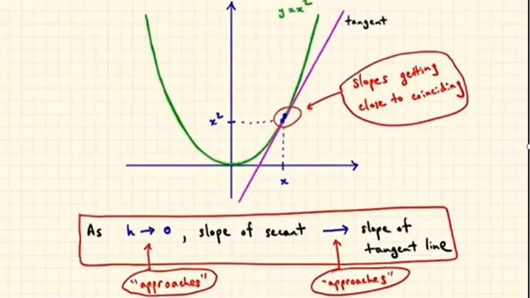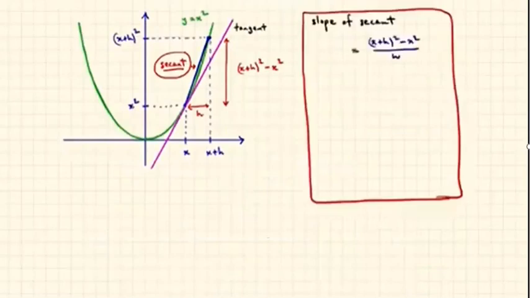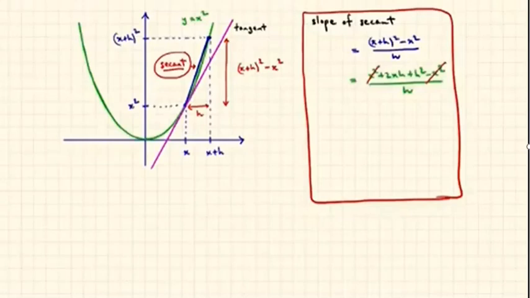So returning to the earlier diagram with horizontal run h and vertical rise x plus h squared minus x squared, let's look at the quotient representing the slope of the secant. The numerator representing the vertical rise can be expanded, and then there's some cancellation. So the fraction becomes 2xh plus h squared divided by h. And the numerator factorizes, and the h cancels in the numerator and denominator, simplifying further to 2x plus h.